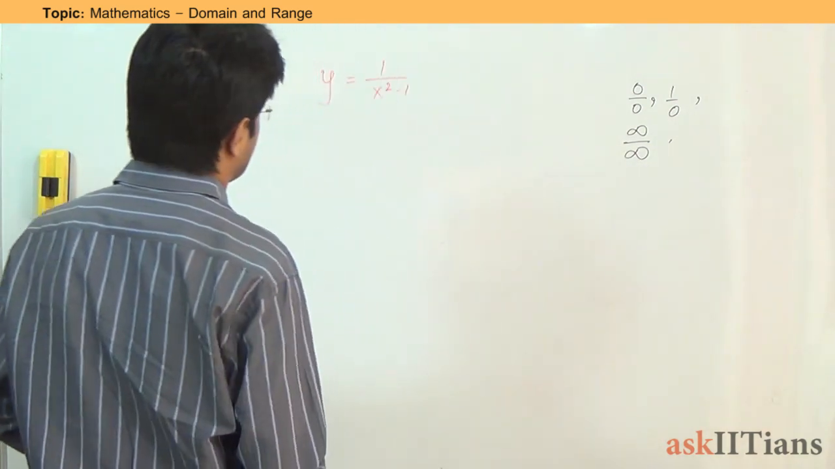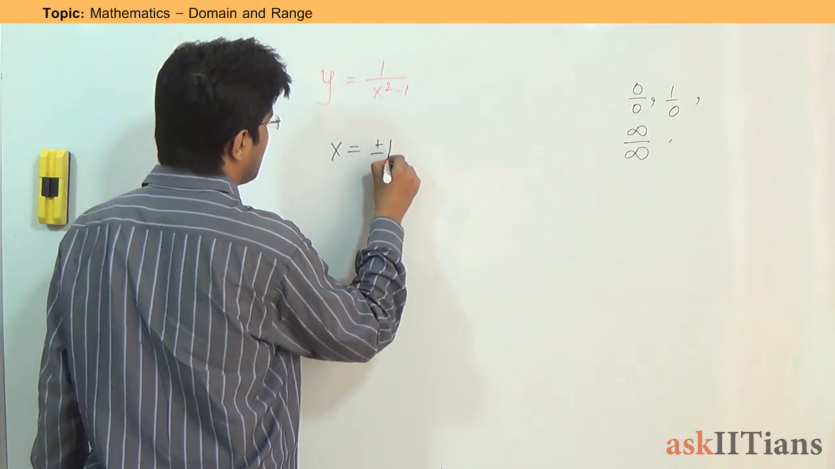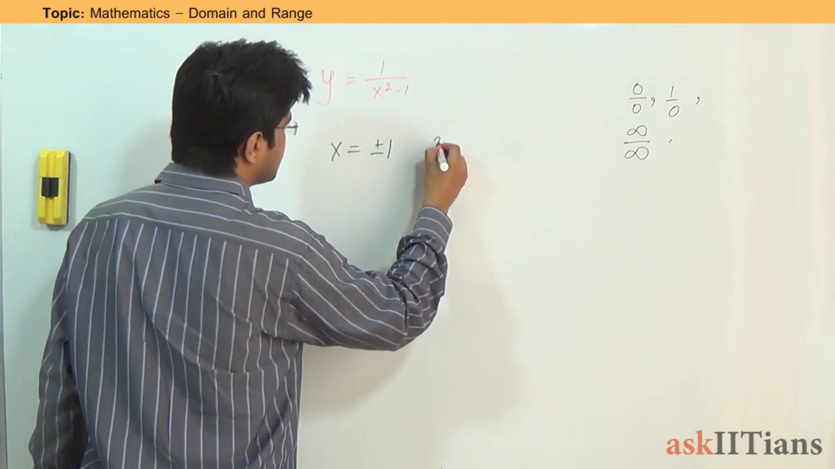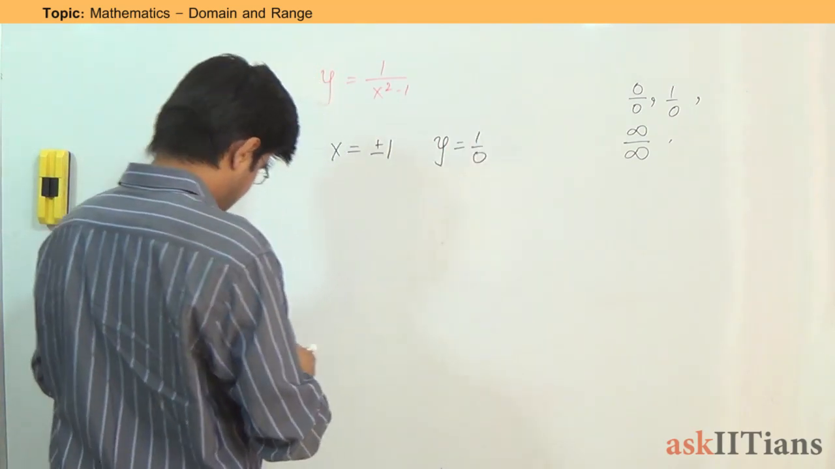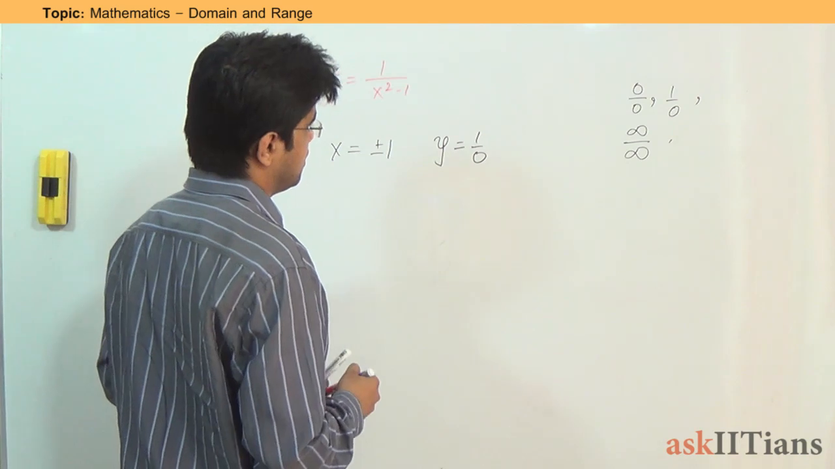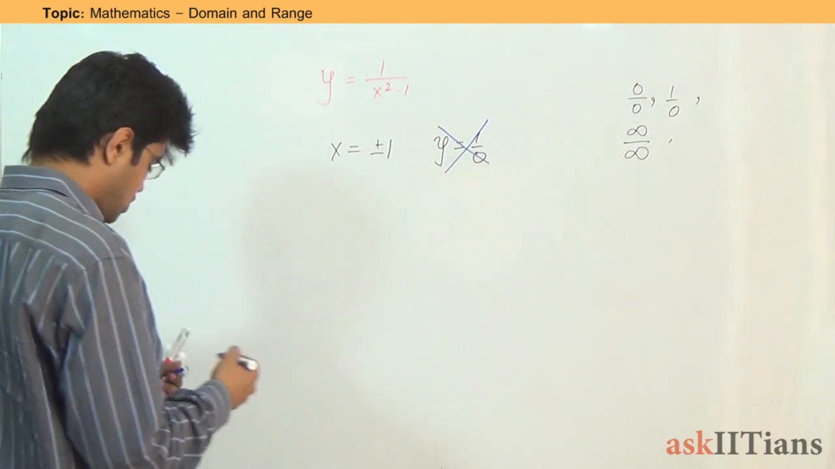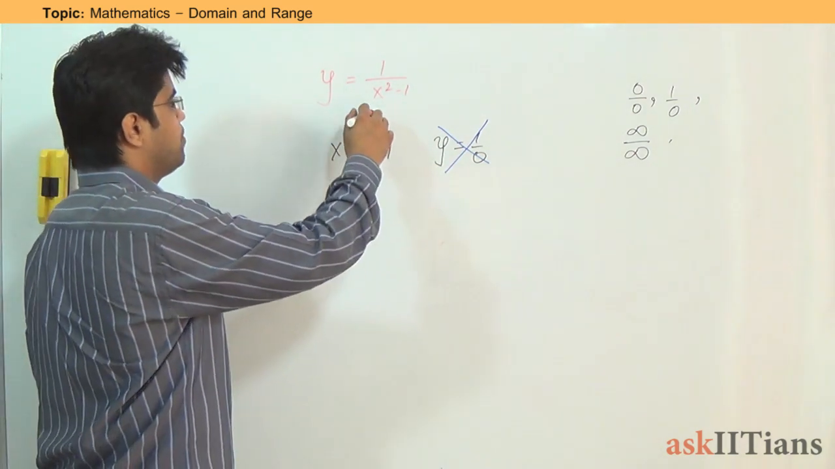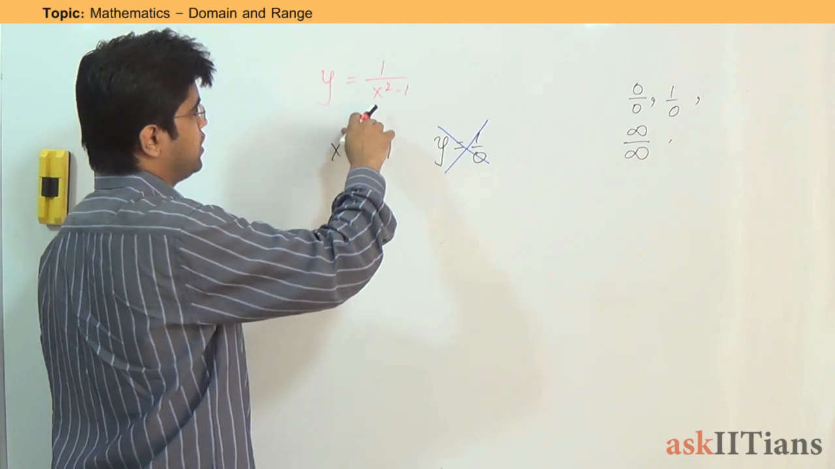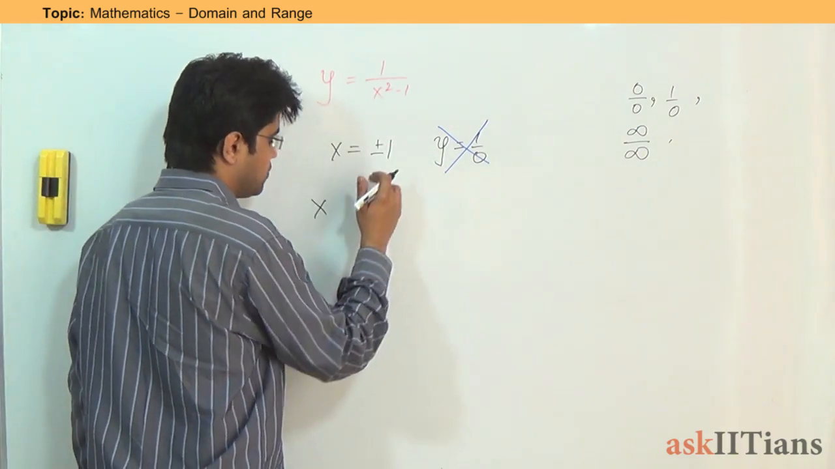Now look at this question. If I put x equals plus minus 1, what happens? For x equals plus minus 1, y becomes 1 upon 0, and this is not desired. This is an indeterminate form. That means x can take all values. I don't mind putting a very big positive value or a very big negative value, but I cannot put x equals plus minus 1.